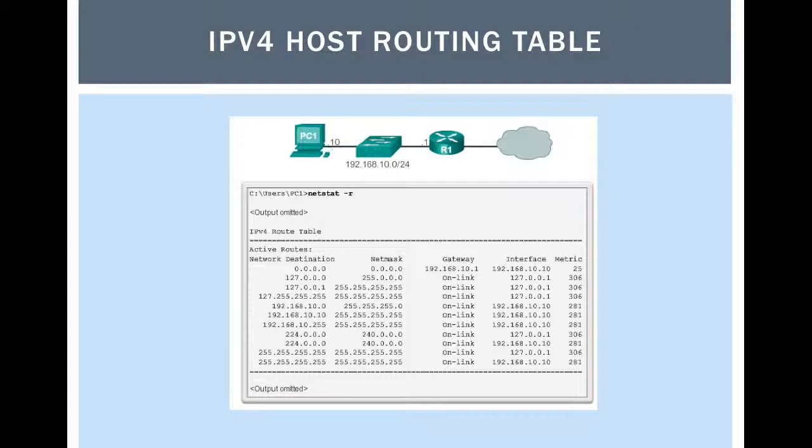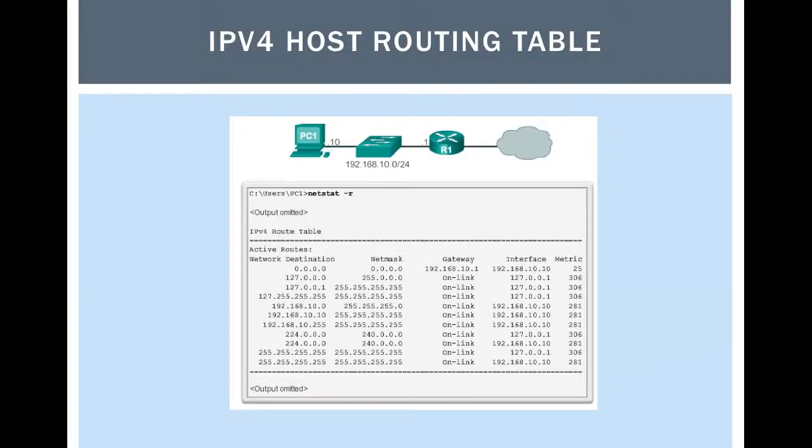Notice that the output is divided into 5 columns. Network destination lists the reachable networks. Netmask lists a subnet mask that informs the host how to determine the network and the host portions of the IP address. Gateway lists the address used by the local computer to get to a remote network destination. If a destination is directly reachable, it will show as on-link in this column. Interface is the address of the physical interface used to send the packet to the gateway that is used to reach the network destination. And finally the metric, which lists the cost of each route and is used to determine the best route to a destination.